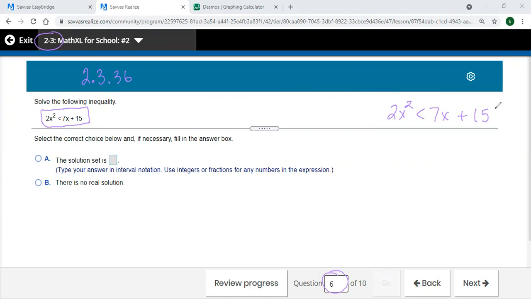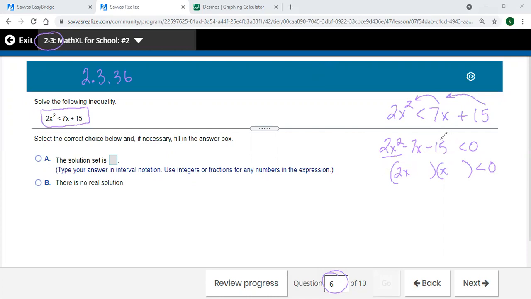We could move everything to one side and I could show you how that would look. If we subtracted the 7x over here, and subtracted the 15 to the other side, we'd be looking for the parabola below 0. And so like this one, our 2x times our x is how we would get that 2x squared.